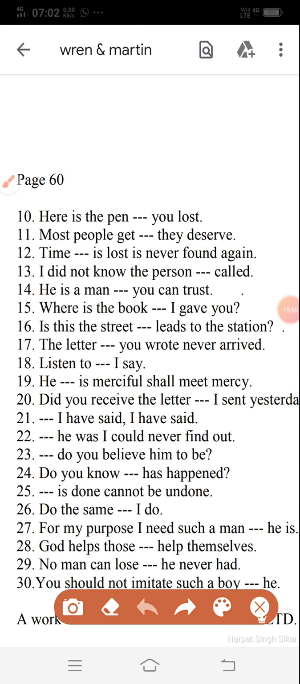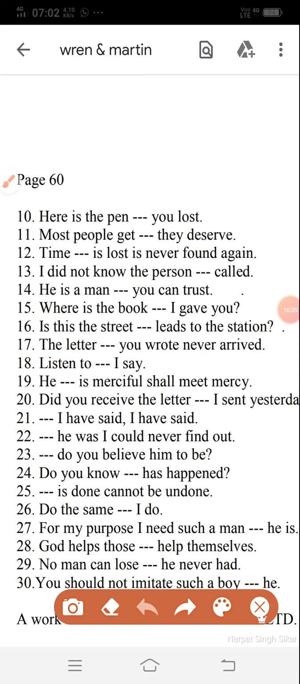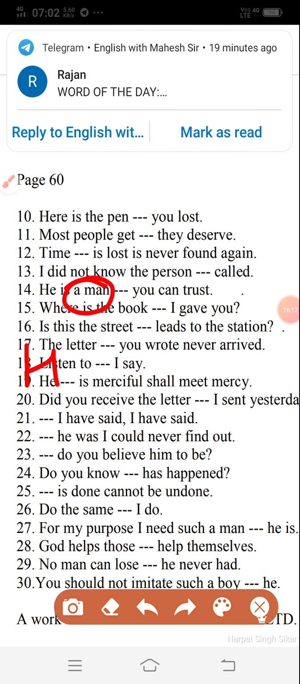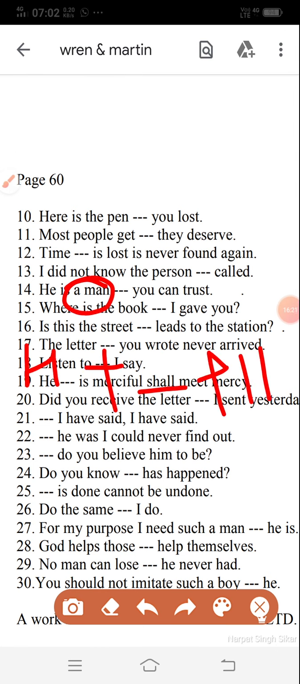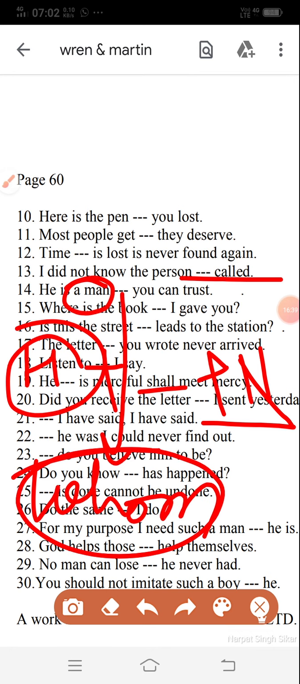Next question. I did not know the person blank called. Person, noun, human being, plus blank, plus verb. What do I have to write? Who? I did not know the person who called. He is a man blank you can trust. Man, human being, plus blank, plus noun or pronoun. What do you have to write? This is a human being. So he is a man whom you can trust. Here you have to write whom. And what is the structure? Human being plus blank plus noun or pronoun plus verb. If this pattern is given, in that condition we write whom.